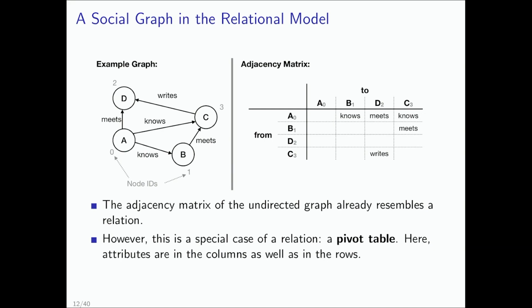Another example is a social graph, like in a social network. Here's a very simple example. We have 4 people here, A, B, C, and D, for simplicity, and they are in certain relationships. So A knows C. B meets C, or met at some point in time. A knows B, and so forth. That is how you can model social interactions between those 4 people.